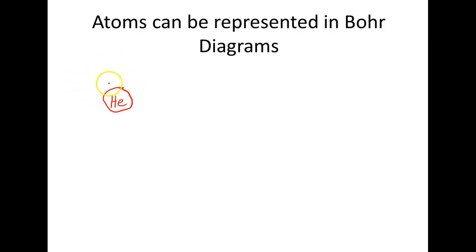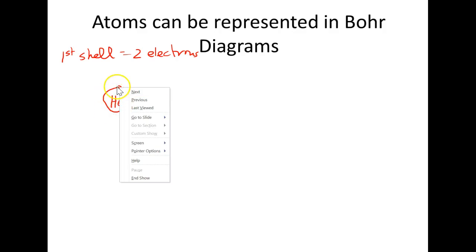We're going to call that a shell. The first shell can only hold 2 electrons. And the reason it can only hold 2 electrons is that it's so small that only 2 electrons fit on there. So I have 1 electron in one spot and another electron over here.